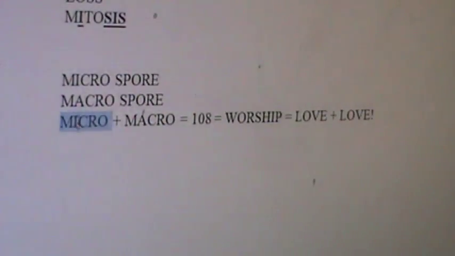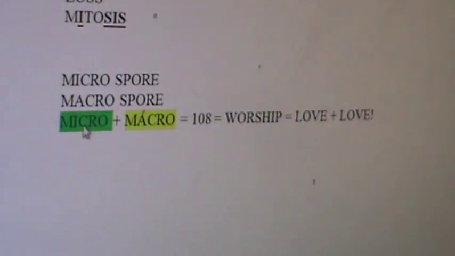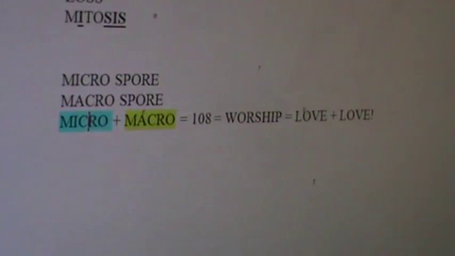So you put together Father plus Jesus. Oh my gosh, and there it is again. Micro plus macro equals double love, equals worship, equals love plus love. But it's the fact that micro equals Father and macro parallels Jesus. Okay? You put the two together, Father plus Jesus. Father in blue. Micro plus macro equals double love. Amazing.